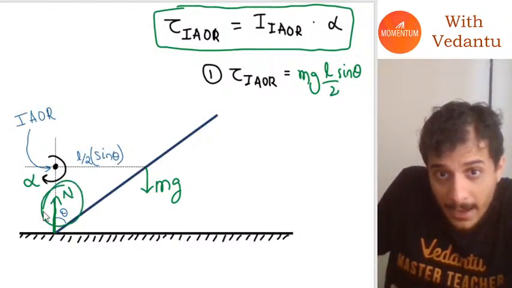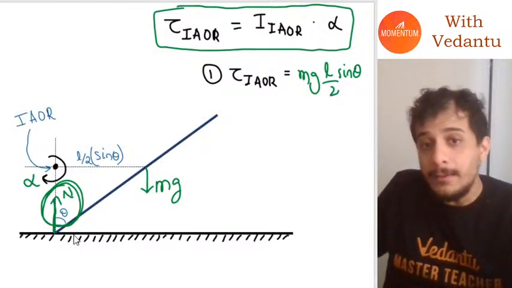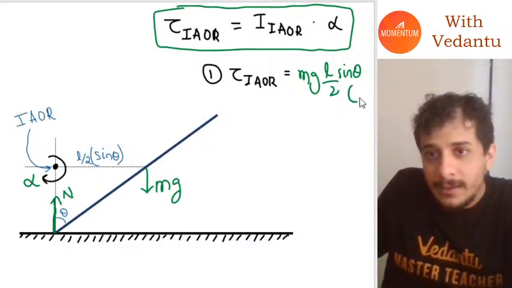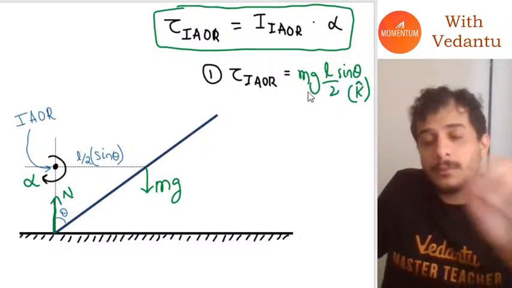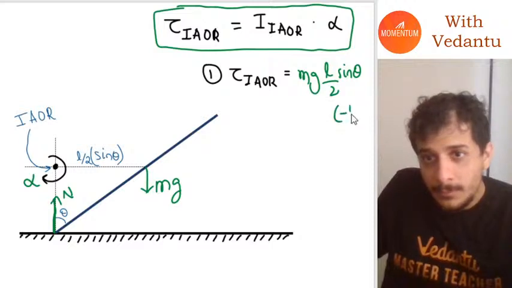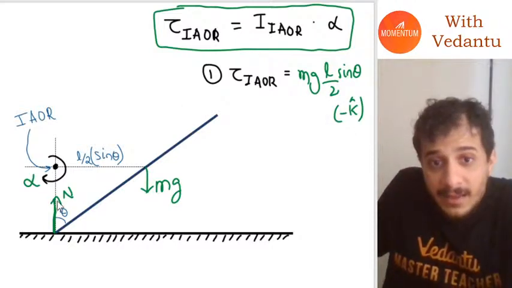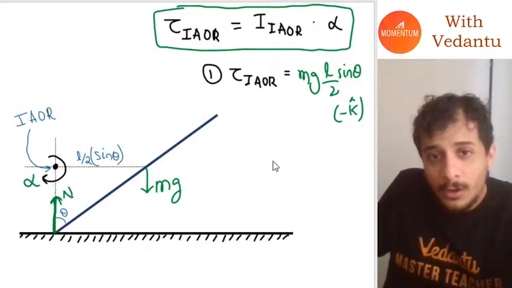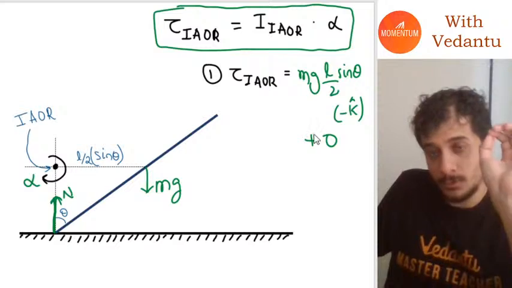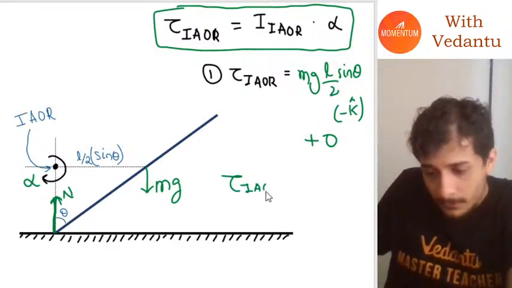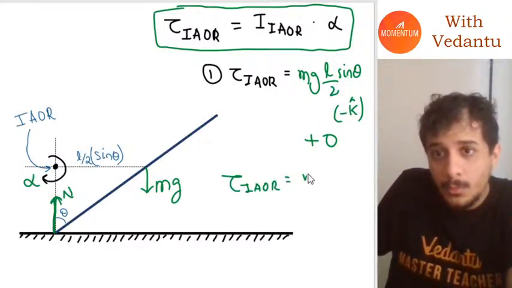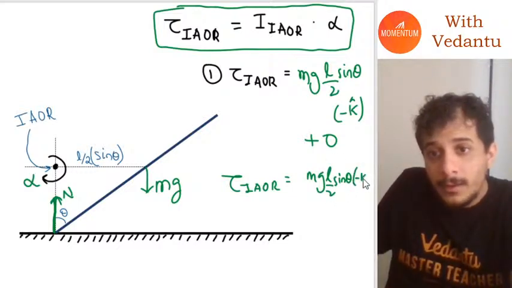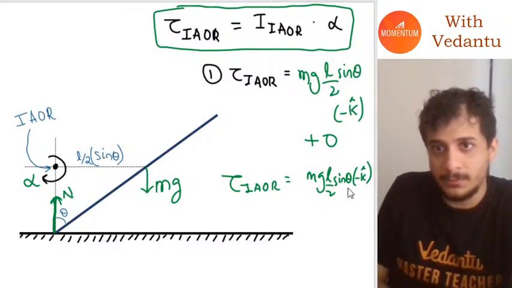Similarly, the normal reaction. I'm writing the direction as well. Direction is minus k cap, not k cap, because it's the clockwise direction, and this N is passing through this line only. So if I ask you what is the torque due to N, that will be just 0. So torque about the instantaneous axis of rotation will just be equal to mg L by 2 sine theta in the minus k cap direction. I hope everybody understood.